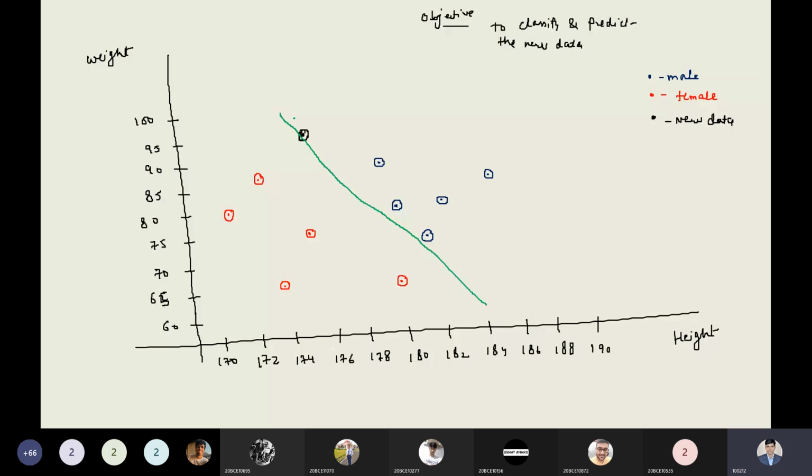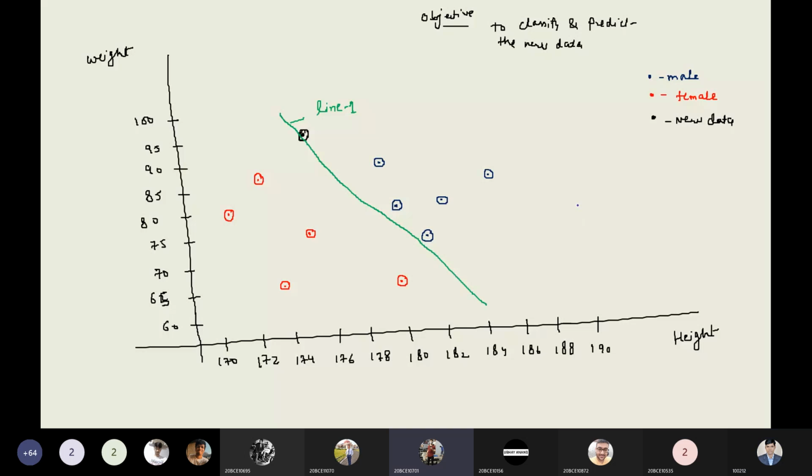This is line one. Can I say this is line one, by which I'm splitting my data? Can anyone tell me? Can I say this green line is line one by which I'm dividing my data? Yes, sir, you can divide.